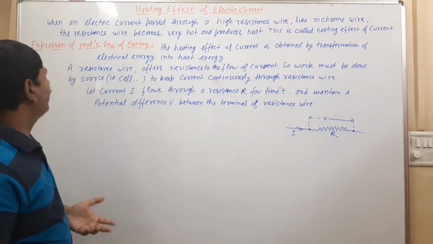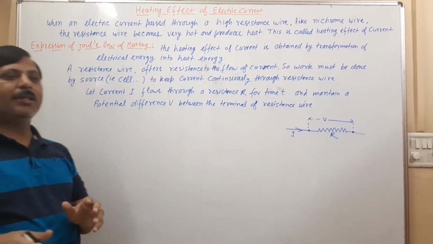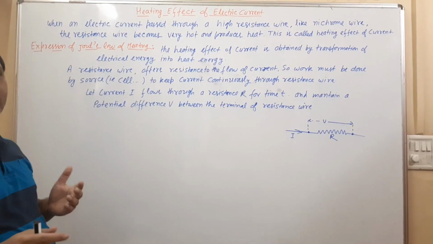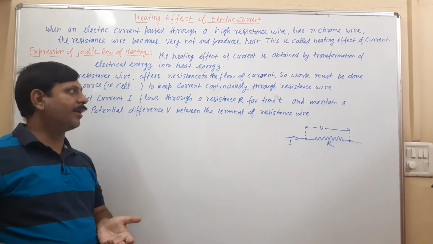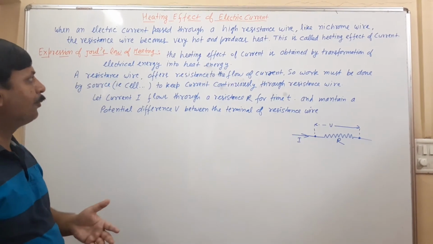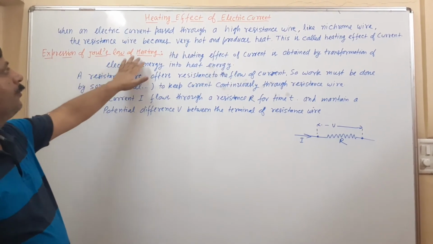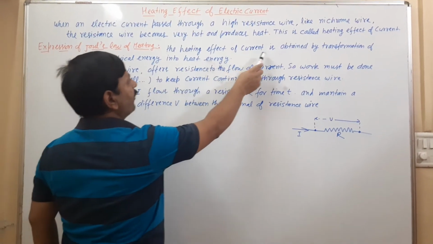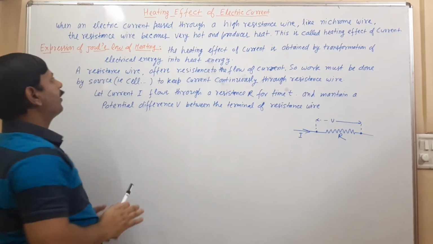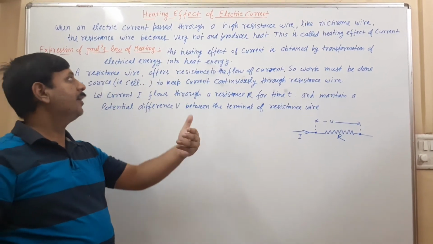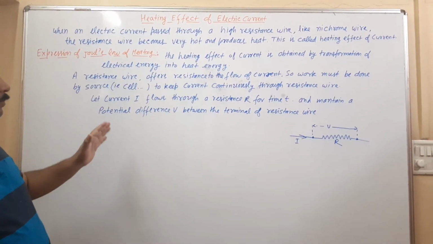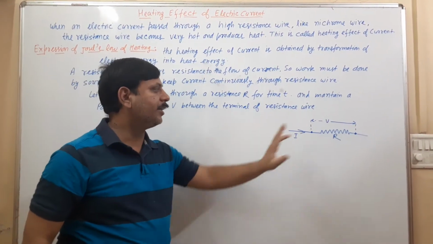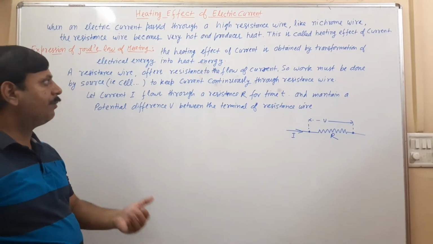So initially, Joule created one formula and obtained one relation between heat energy and current. This we are going to prove. Expression of Joule's law of heating. The heating effect of current is obtained by transformation of electrical energy into heat energy. We have taken a resistance R, and current I is flowing for time interval t.